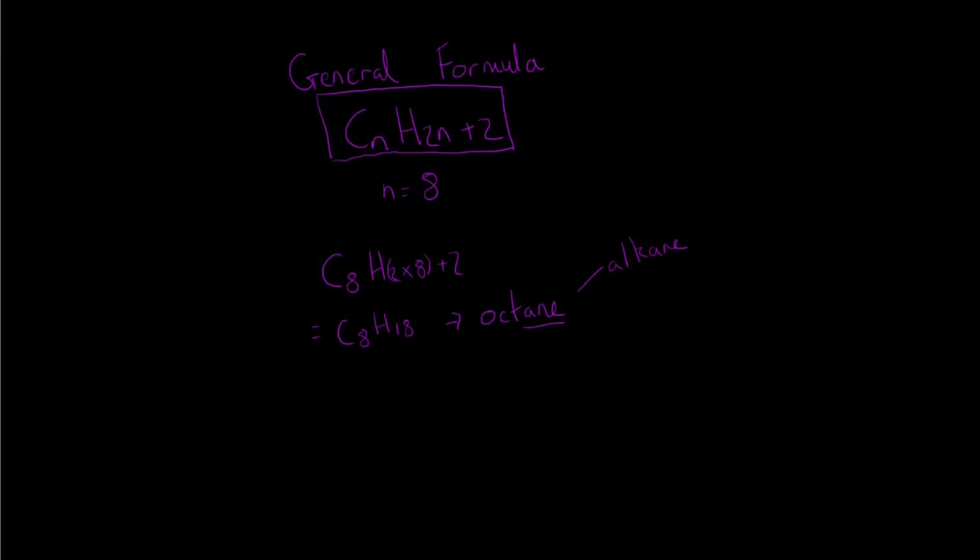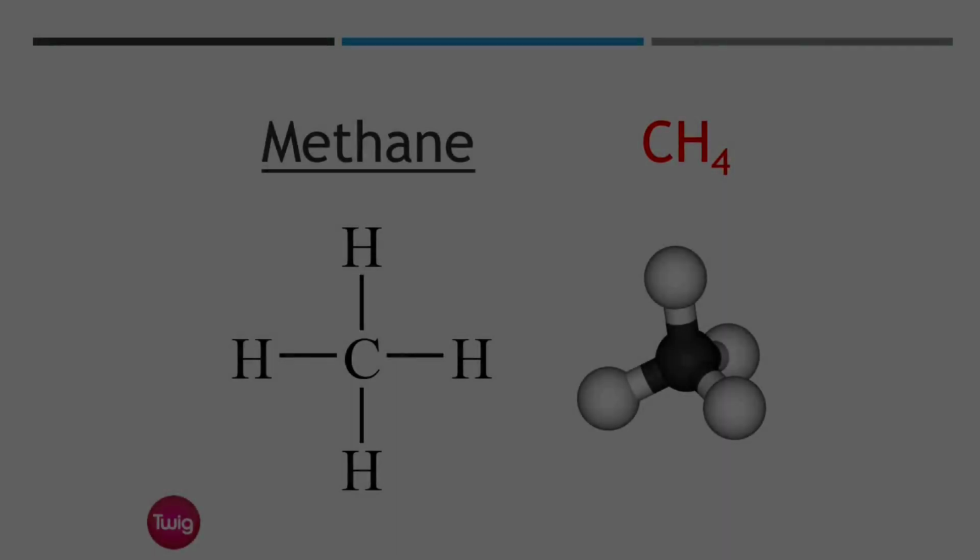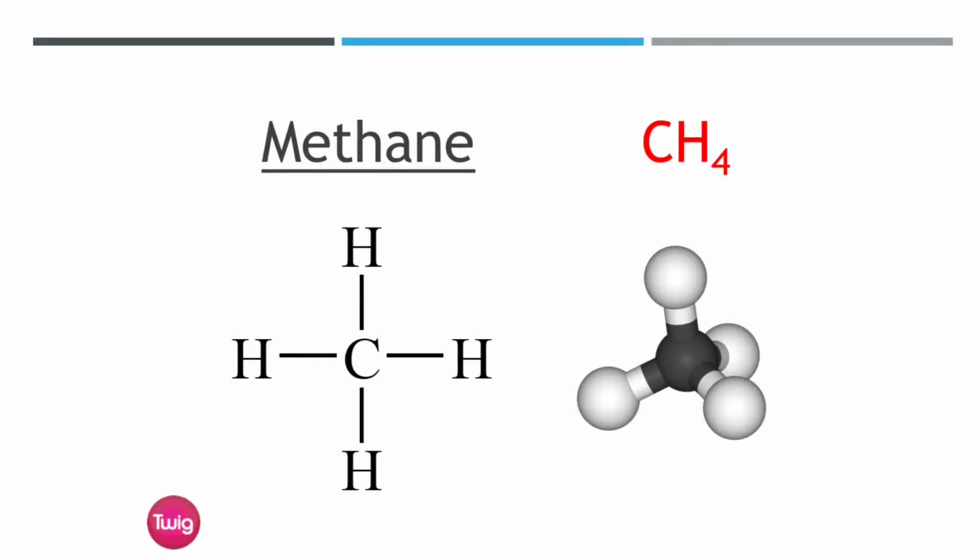Now let's have a little look at all the members of the alkanes that we need to know. We need to know the first 8, from methane all the way down to octane. Here's our first member of the alkanes, methane. The chemical formula or molecular formula is CH4.